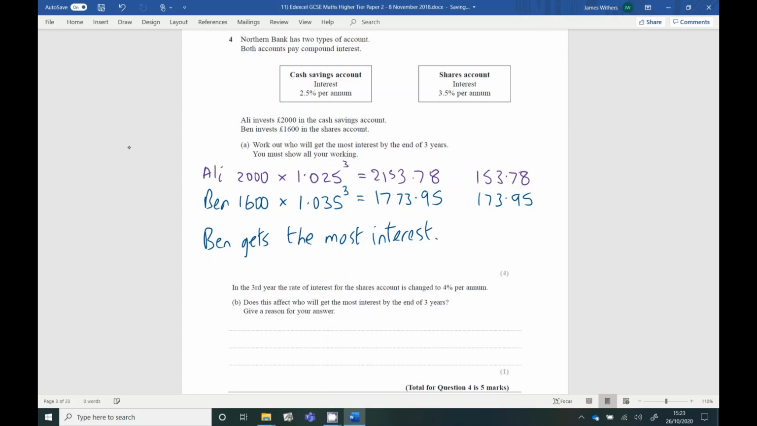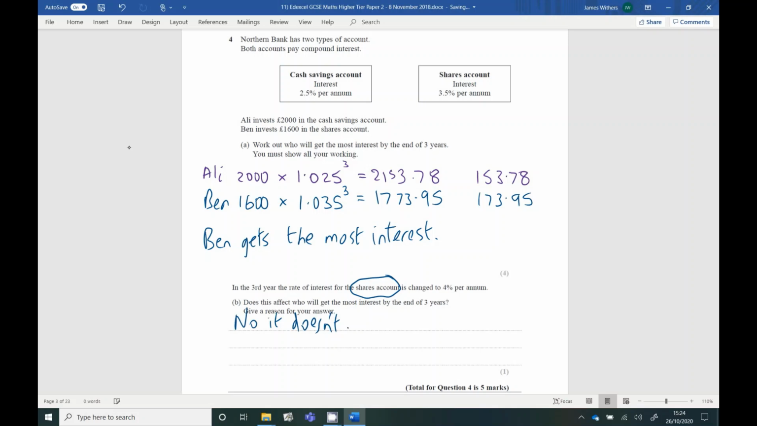Okay, now in the third year, the rate of interest for the shares account is changed to 4%. Now the shares account is the one that Ben was using. So Ben already had the most amount of interest. He's just going to be getting even more interest. So for part B, does this affect who will get the most interest by the end of 3 years? No, it doesn't. Now, note what it asks. It doesn't ask you to work out how much extra interest or anything. It's only worth 1 mark. So just say, no, it doesn't.